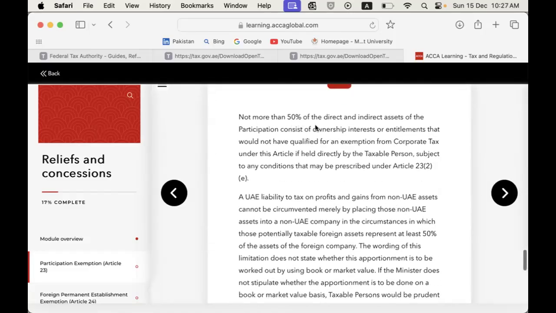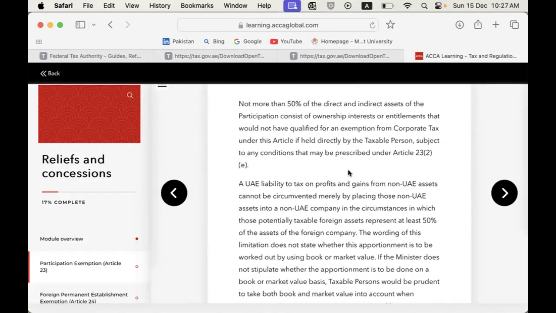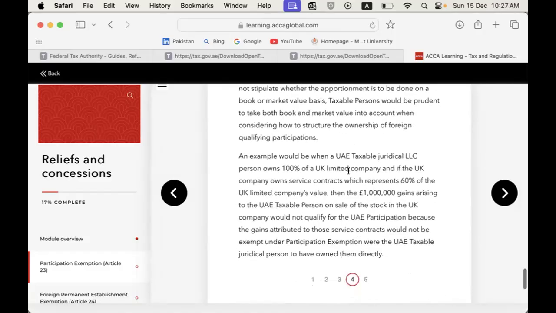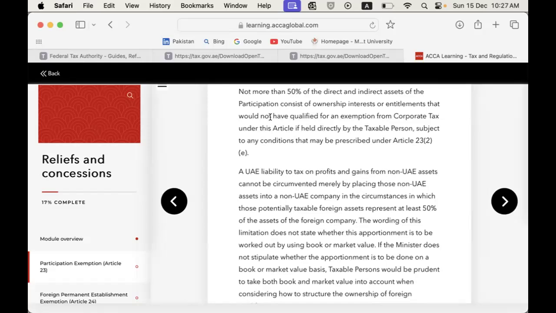Not more than 50% of the direct and indirect assets. Now, this may sound a little complicated, but I will try to make it easier to understand, because this is probably the most difficult language used in the corporate tax decree law, in Article 23. But let us go through it. Let us try it. Or maybe they have given an example. Anyway, we'll look at the example at the end, even if the wording may not be very clear.